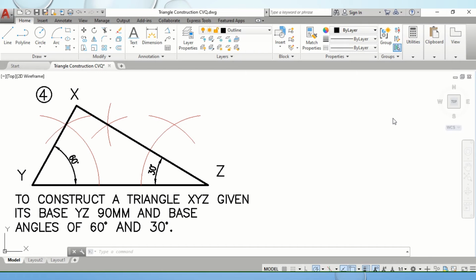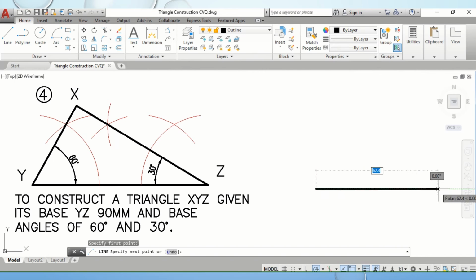For construction number 4, we're going to construct a triangle XYZ given its base YZ 90 millimeters and base angles of 60 and 30 degrees. So in a case like this, what we would do is draw the base. We're going to start with the base. Let's make sure we have a line there. And that base is 90.